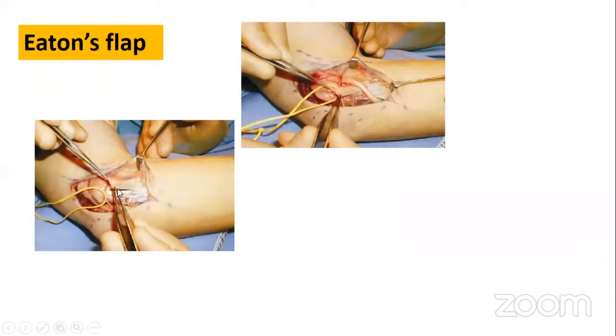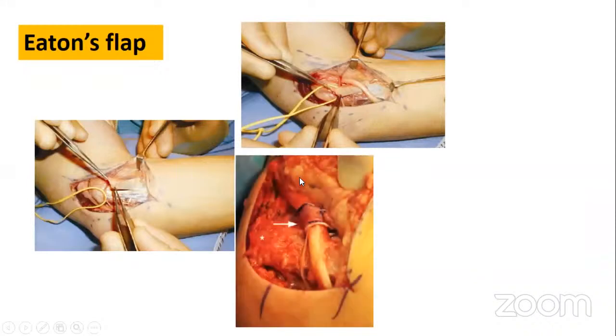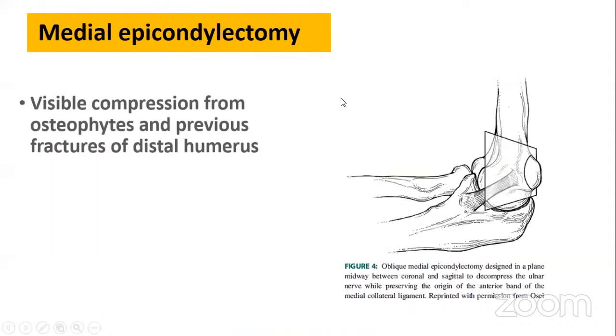So you take the fascia from the flexor pronator mass like this, and then make a sling here. Okay, like this. So this is called the Eaton's flap. If the nerve is really badly subluxating, you might have to do that. Otherwise, transposition is good enough.